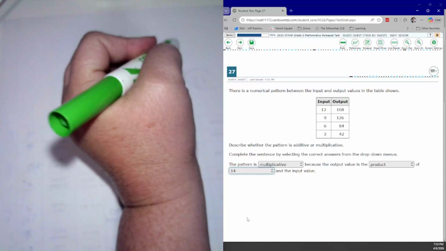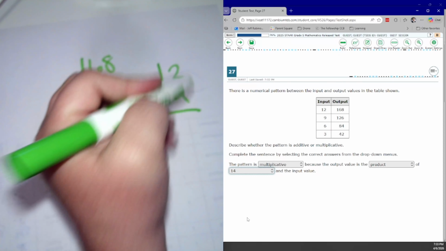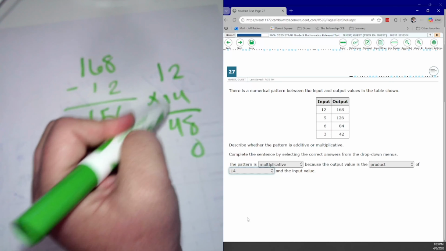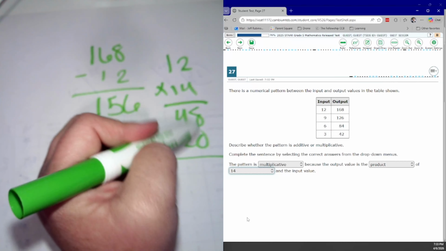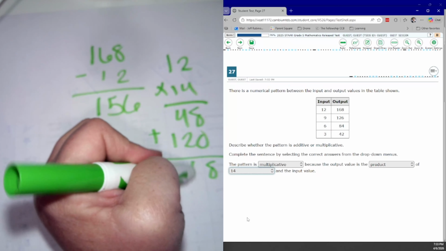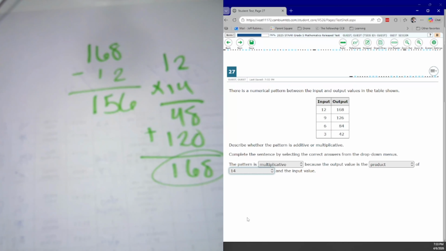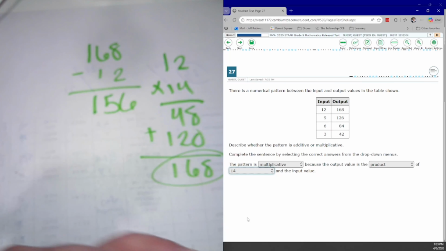Okay? So I'm going to start with 12. 12 times 14. 4 times 2 is 8. 4 times 1, 4. Add my 0. 1 times 2, 2. 1 times 1, 1. Add them together. 8 plus 0 is 8. 4 plus 2 is 6. 1. I have 168. Now, I'm going to do the same thing with 9, with 6, and with 3.